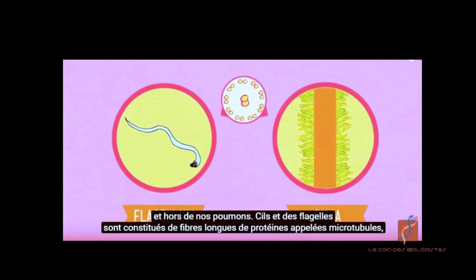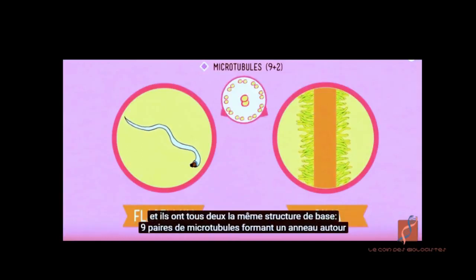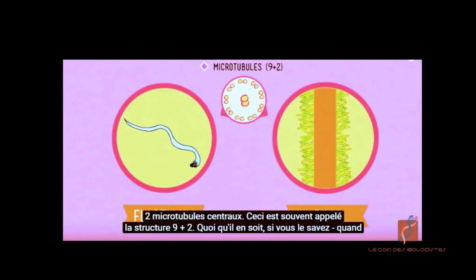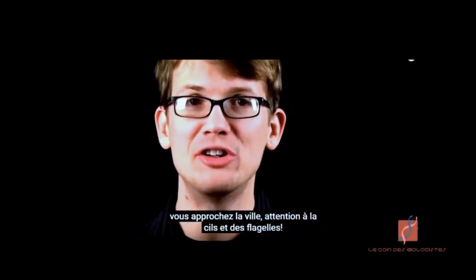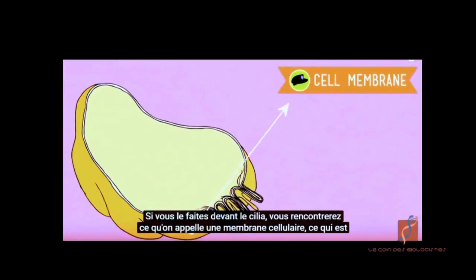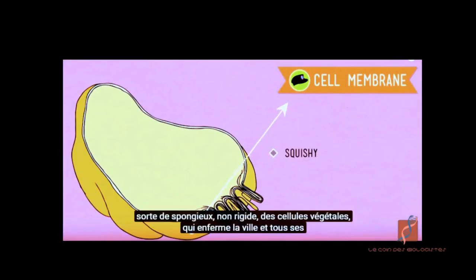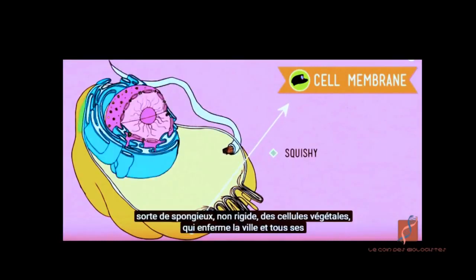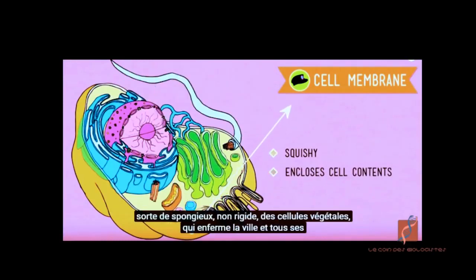Cilia and flagella are made out of long protein fibers called microtubules, and they both have the same basic structure: 9 pairs of microtubules forming a ring around 2 central microtubules. This is often called the 9+2 structure. Anyway, that's just so you know when you're approaching the city, watch out for the cilia and flagella. If you make it past the cilia, you will encounter what is called a cell membrane, which is a kind of squishy, not rigid plant cell wall, which totally encloses the city and all of its contents.